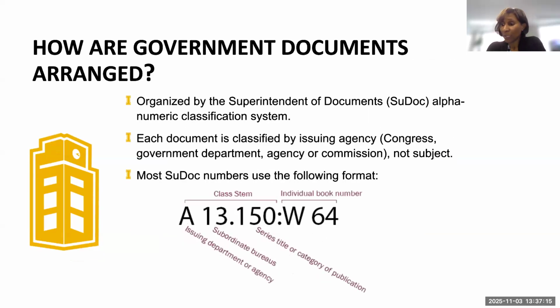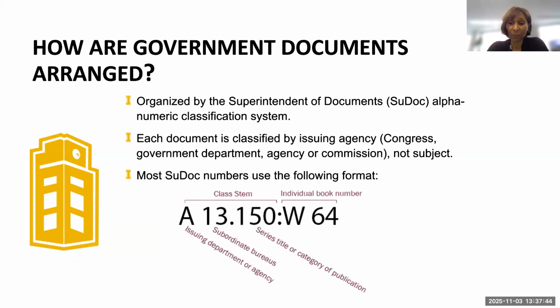Government documents are arranged by a system called the Superintendent of Documents Alphanumeric Classification System, or SUDOC, as it's informally called. Each document is classified by an issuing agency, such as Congress, or a government department or agency, or a commission. They're not arranged by subject. And most SUDOC numbers use the following format.